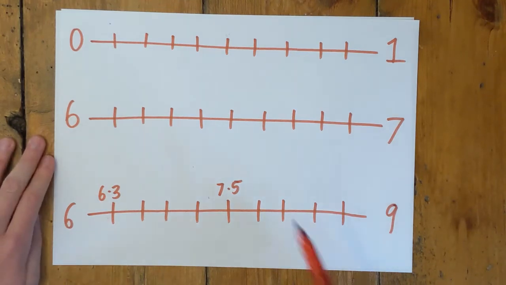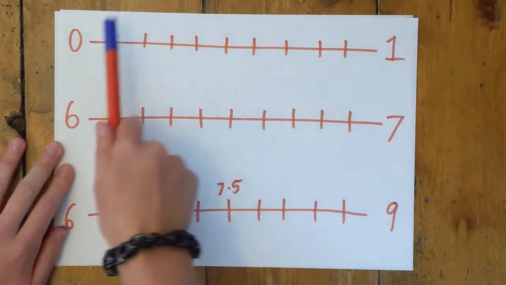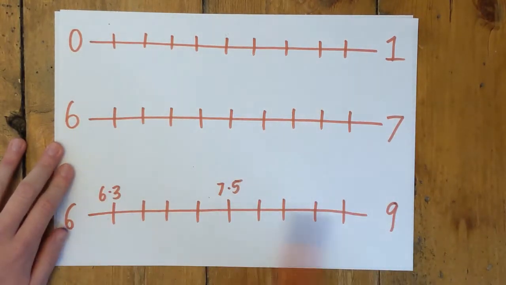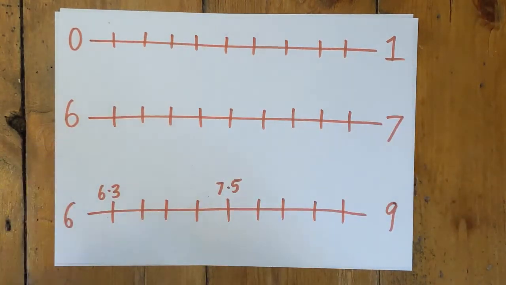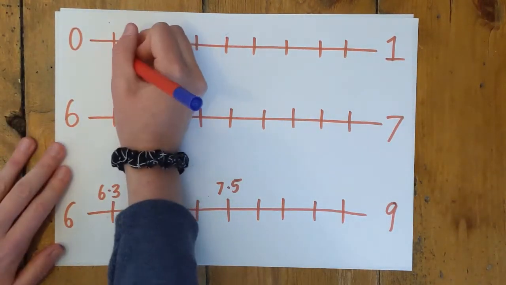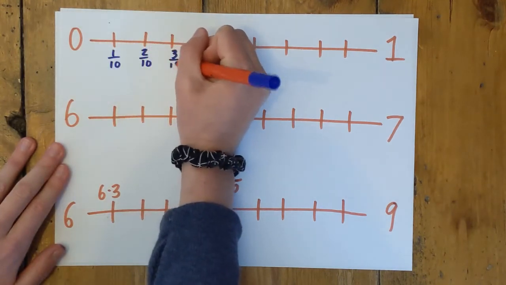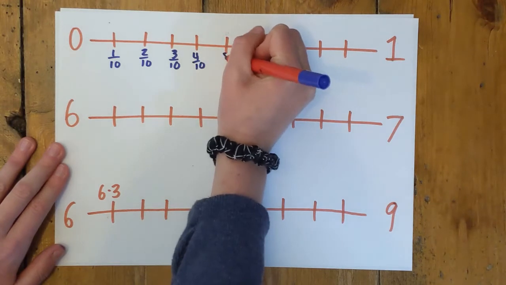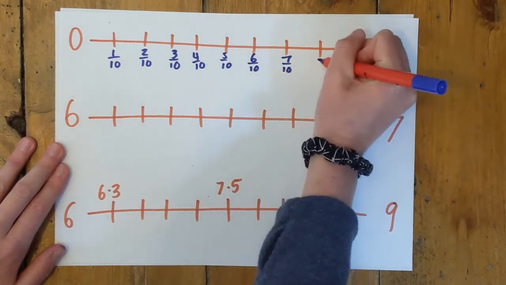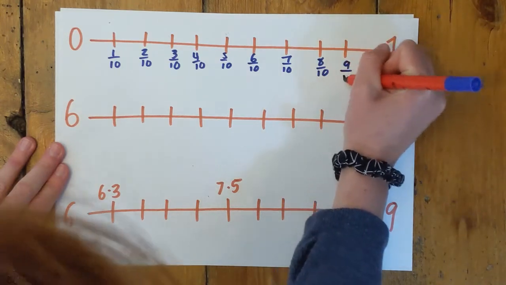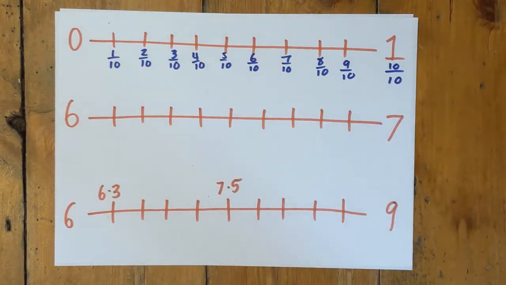So we're going to start off with looking at this simple number line where we're working from 0 to 1 whole. There are 10 intervals on all of our number lines today because we are working in tenths. So, knowing from our fraction work, we should already know that we would be going up 1 tenth, 2 tenths, 3 tenths, 4 tenths, 5 tenths, 6 tenths, 7 tenths, 8 tenths, 9 tenths, and then 10 tenths, which is the same as 1 whole.